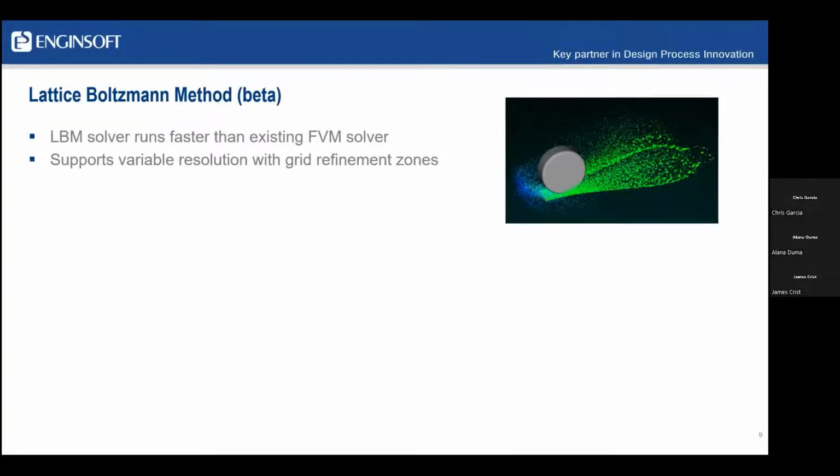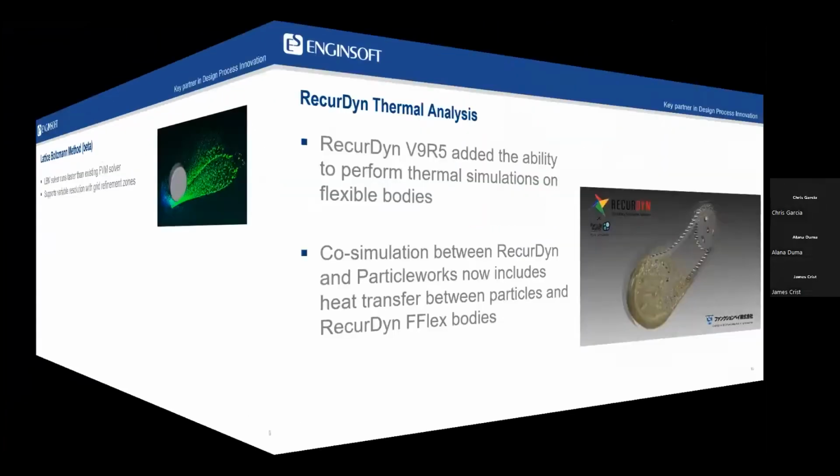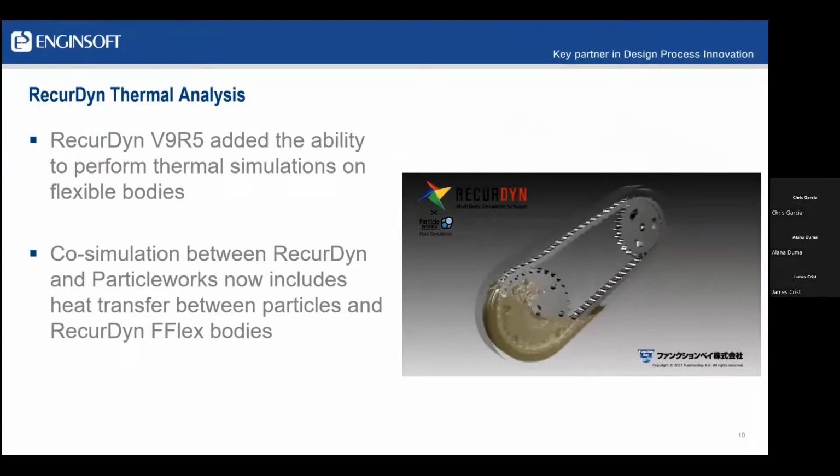Then the Lattice Boltzmann method. I'm not going to go into a tremendous amount of detail as this is still a work in progress. One of the big things with this method versus FVM is that it supports grid refinement zones. So you have a little bit more customizability or control as far as where you're getting resolution in the model. This is a screenshot from the tutorial that ships with 7.2. If you're interested in this kind of work, definitely recommend checking out the tutorial and getting a feel for some of the options related to the new solver.